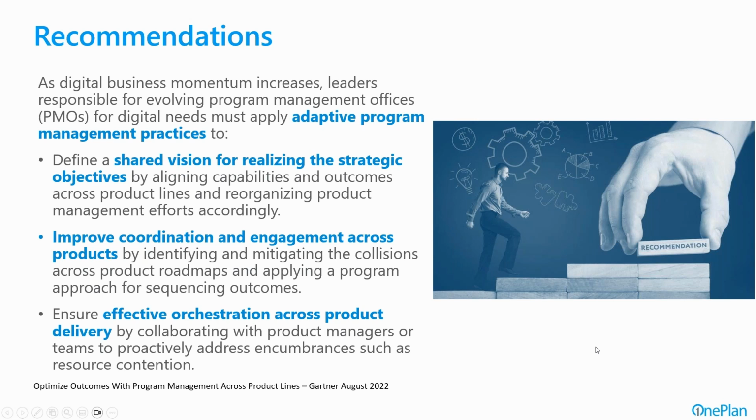And so the recommendation is that we must provide more adaptive program management practices so that we can define a shared vision across the organization, across all product lines and products, of realizing the strategic objectives of the organization and aligning ourselves with that, and improve coordination and engagement across our products so that we identify and mitigate or prevent collisions across the roadmaps or things that might hinder any one of them across the board.